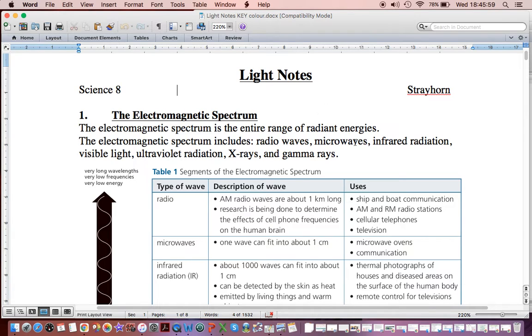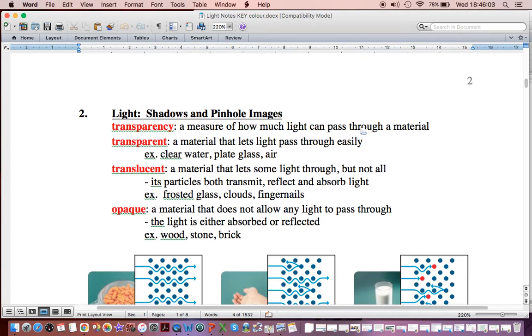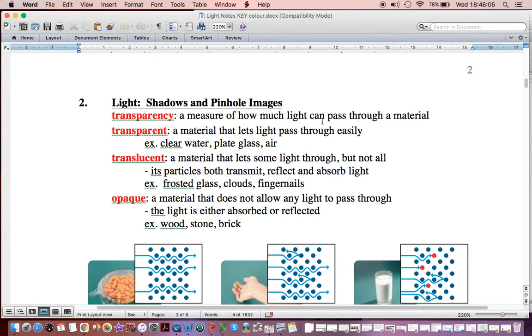Hey, we're looking at Light Notes Part 2, so we're going to skip to the second page. And it talks about light, shadows, pinhole images. We have some terms we didn't mention in the Part A labs, but we'll also get to the Part A.